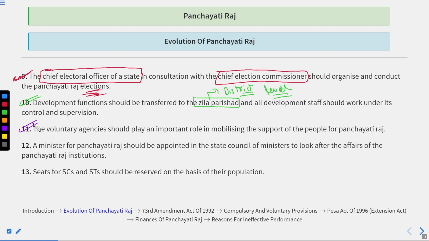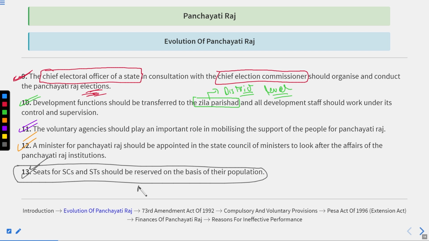The voluntary agency should play an important role in mobilizing the support of the people for the Panchayati Raj. Okay. A minister for Panchayati Raj should be appointed in the state council of ministers to look after the affairs of the Panchayati Raj institutions. Seats for SCs and STs should be reserved on the basis of their population. Like SC and ST reservation was first recommended by the Ashok Mehta committee. Got it?